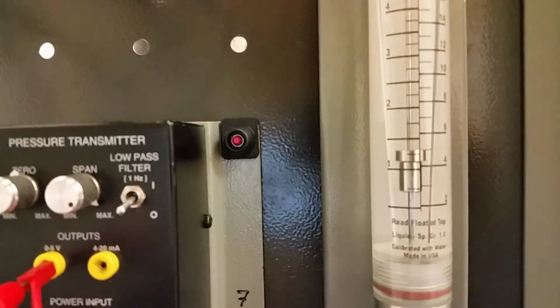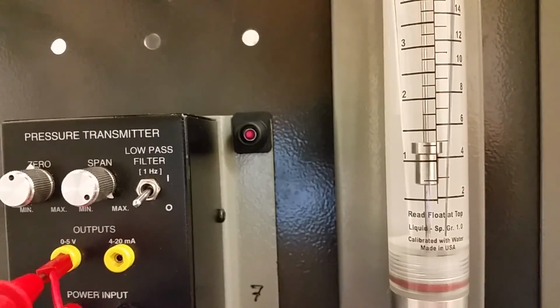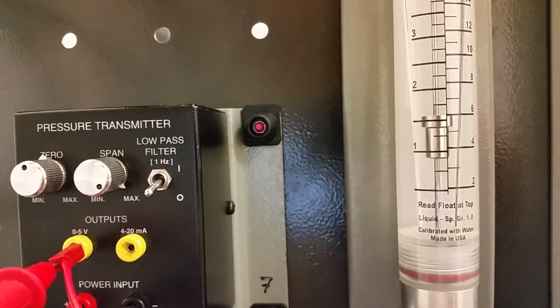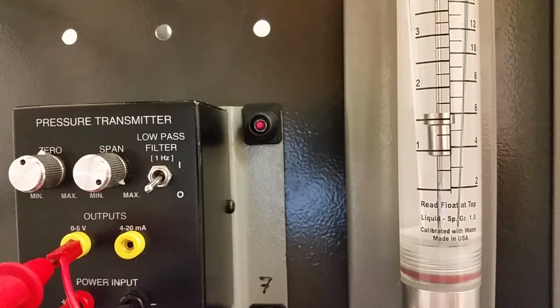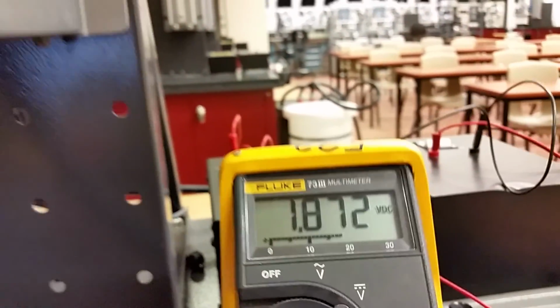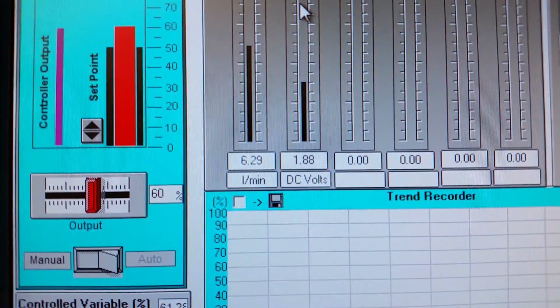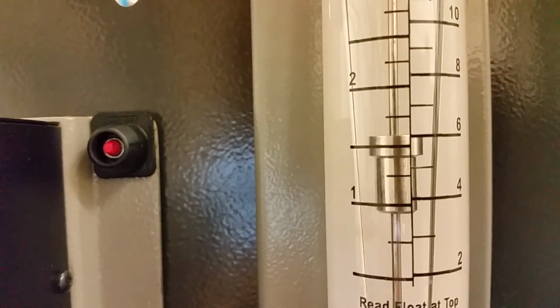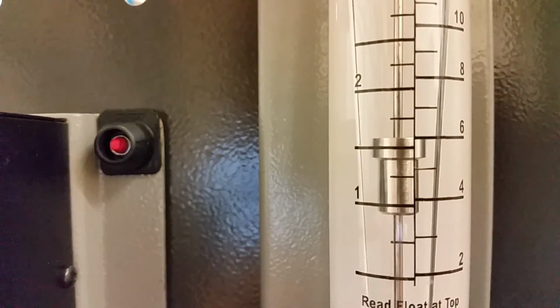So what I'll do is I will increase the flow here. Zoom in here. So let's go up to 6 liters per minute. Okay. The voltage on the meter is 1.87. Yes, 1.87. Now it's moving all over the map, because if you look at the float, you can see that the float is actually moving itself. As the float moves, then obviously the pressure is going to change.